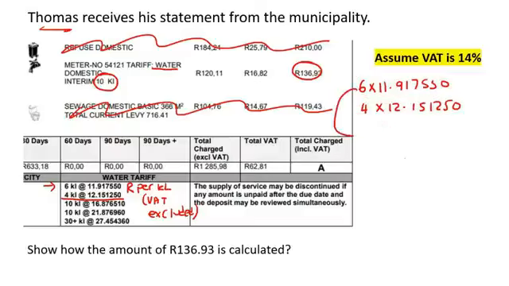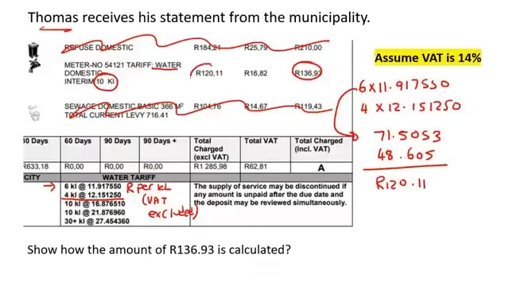So let me actually write the answers for you for each one. Okay, so don't round off just yet. That'll be 71.5053, and then 48.605. Okay, then if you had to go add these two numbers together, it'll be 120.11. Now, that's how they got that number, okay?